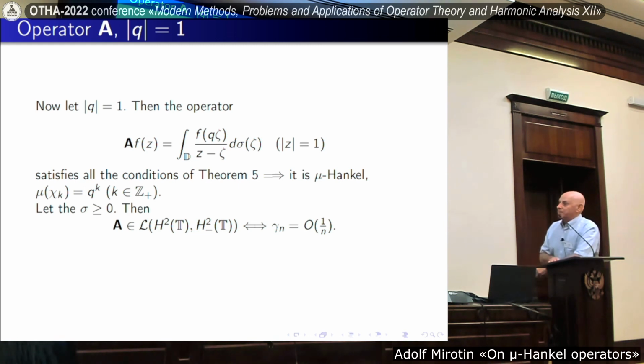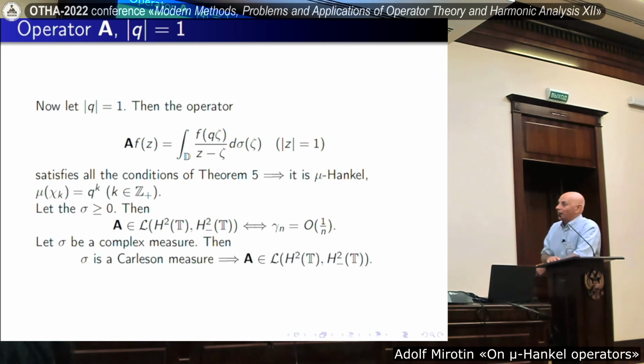If sigma is a positive measure, then this operator is bounded if and only if the sequence of moments gamma_n is big O of 1 over n. This is in fact a theorem of Widom. And if sigma is a general complex measure, then we have a sufficient condition. If sigma is a Carlson measure on the disk, then the operator A is bounded as an operator between H2 and H2 minus.